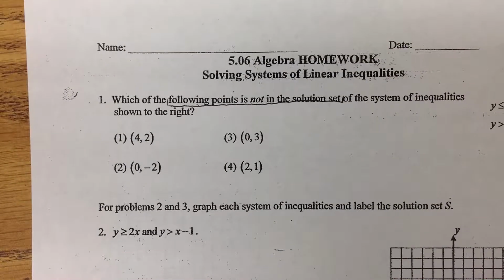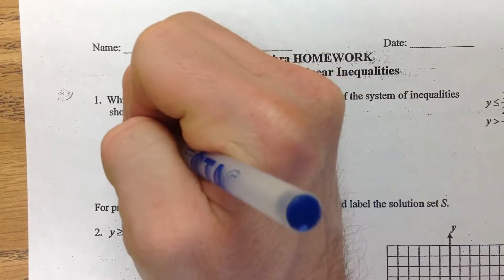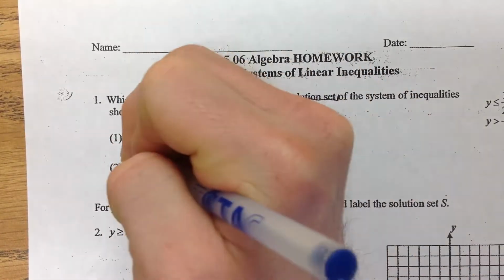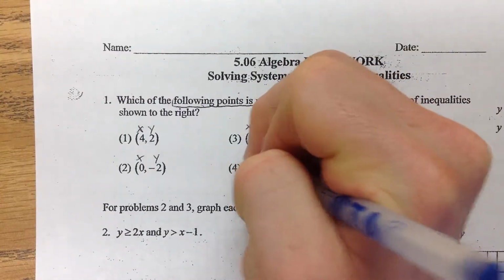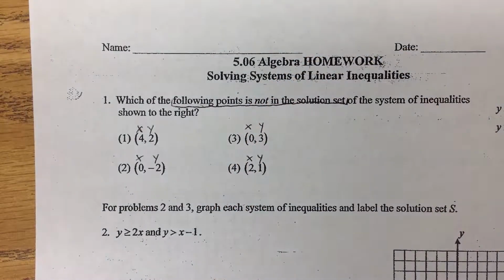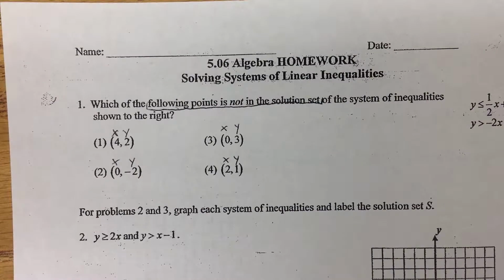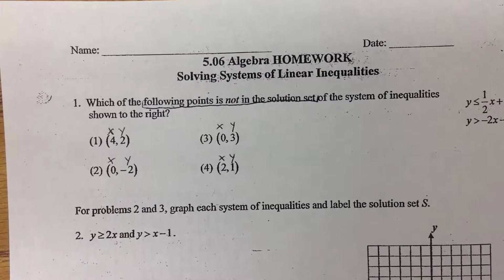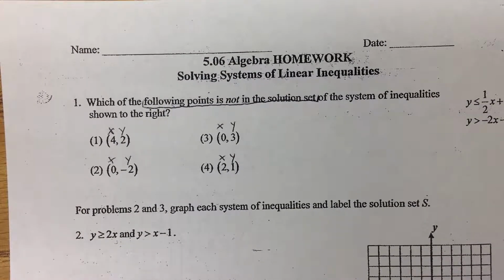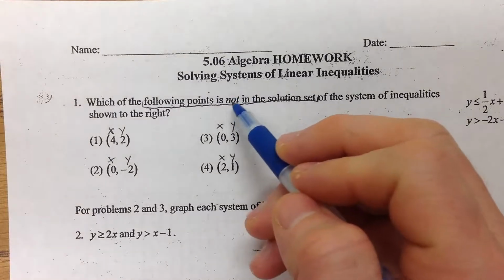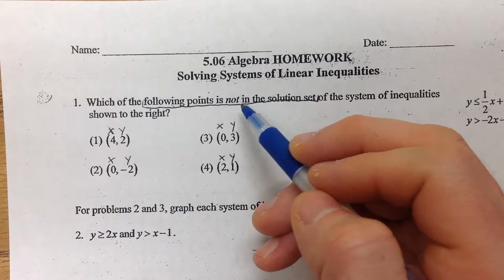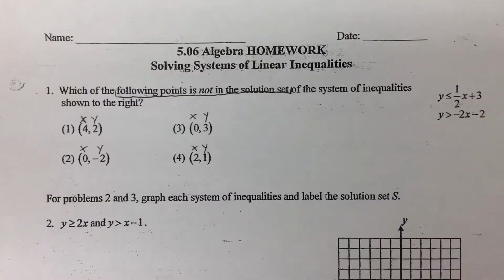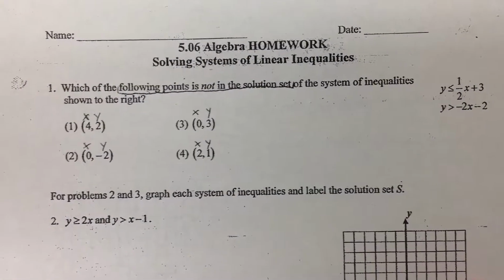They give us 4 points here, and each of these points has an x and a y, an x and a y, an x and a y, and an x and a y. So we're going to solve this algebraically. We're going to plug these points in and look for the one that doesn't work. I know we normally look for the one that checks out, but this is saying is not in the solution set, so we have to plug in the one that doesn't work.